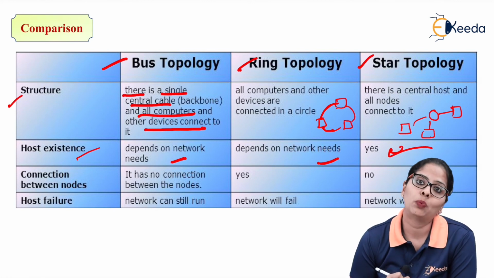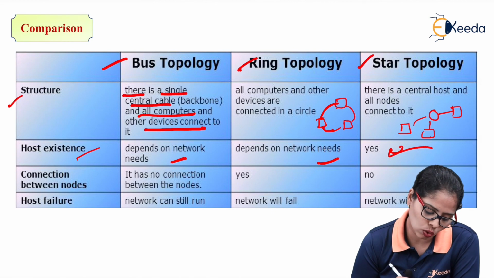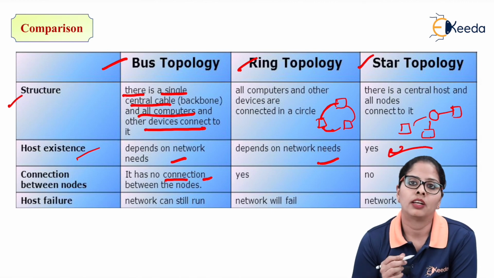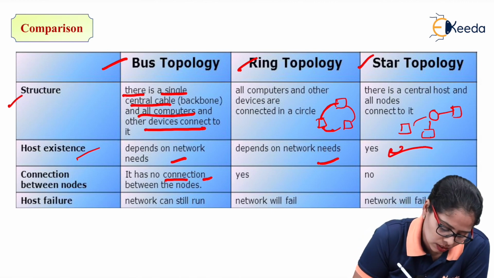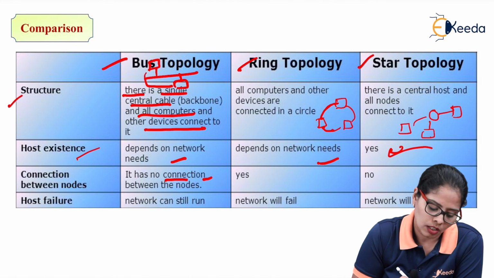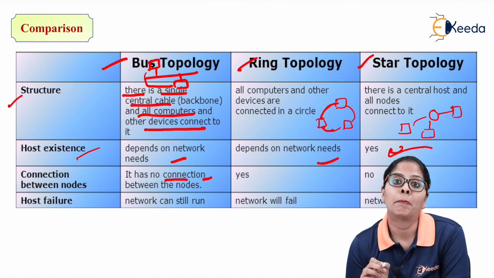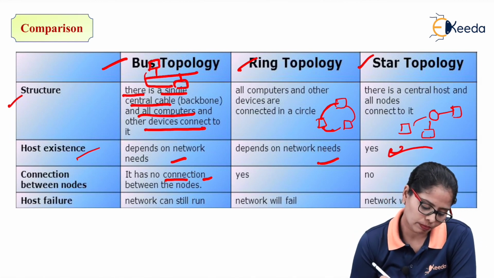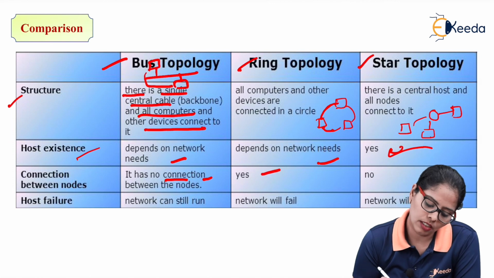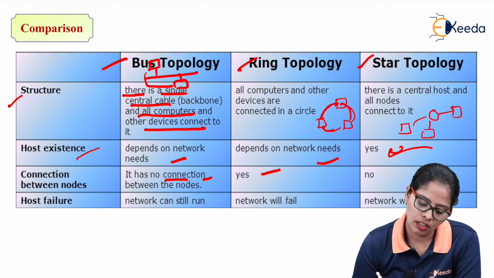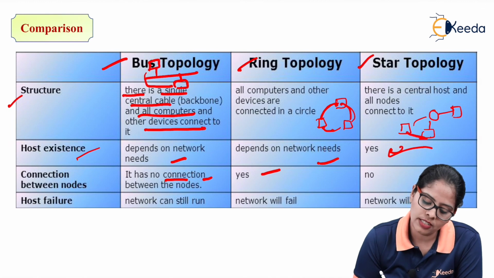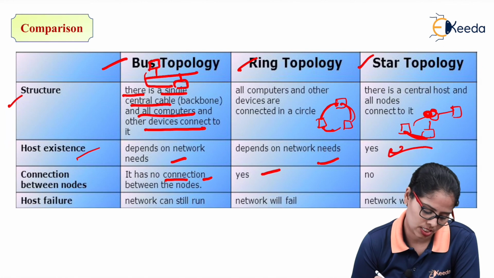The connection between the nodes. In the bus topology there is no direct connection between the two computers. Now see here, this is one PC, this is another PC. There is no direct communication. It is connected by the backbone link. Here in the ring there is a connection with the adjacent node. Here also the two devices are connected with the help of the hub. They are not directly connected.